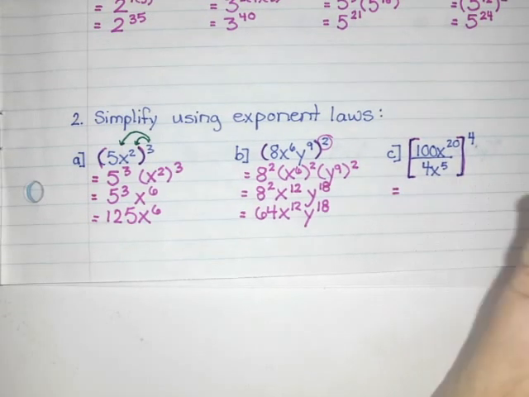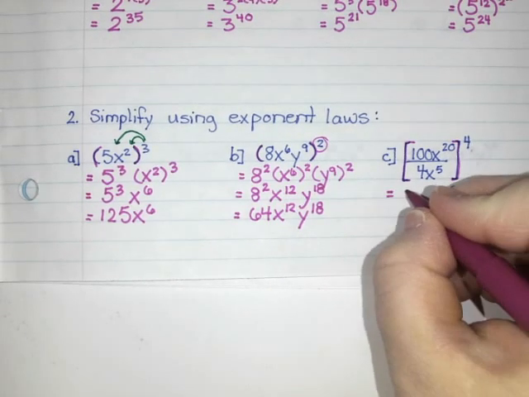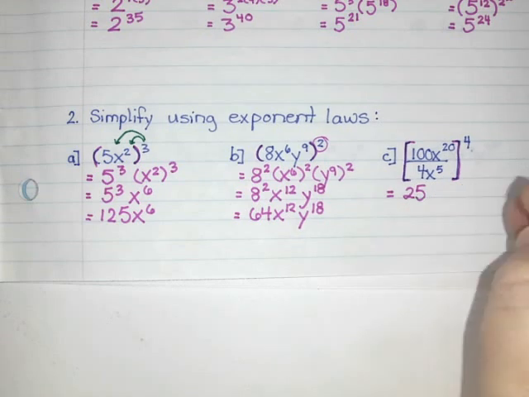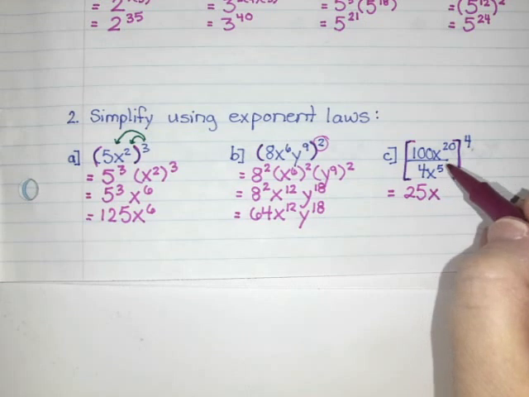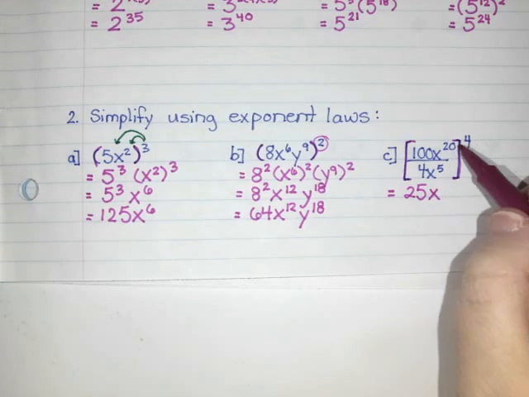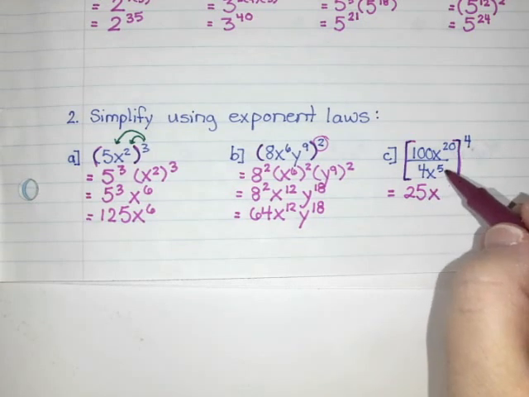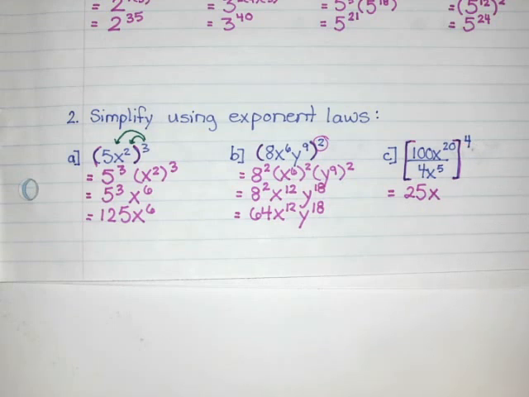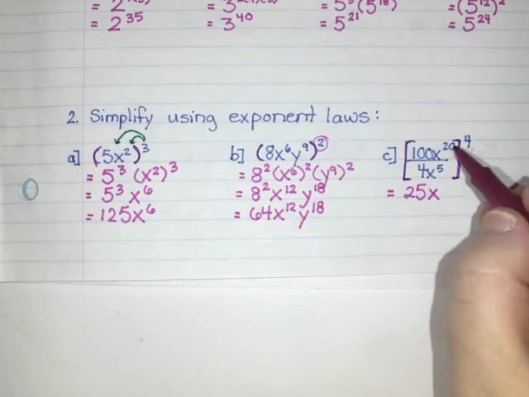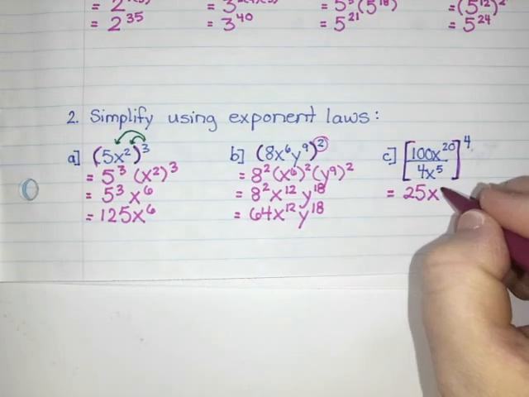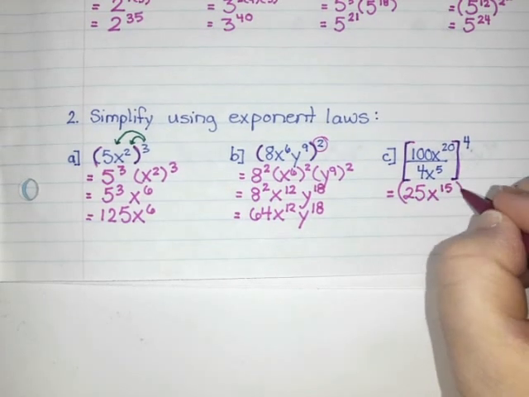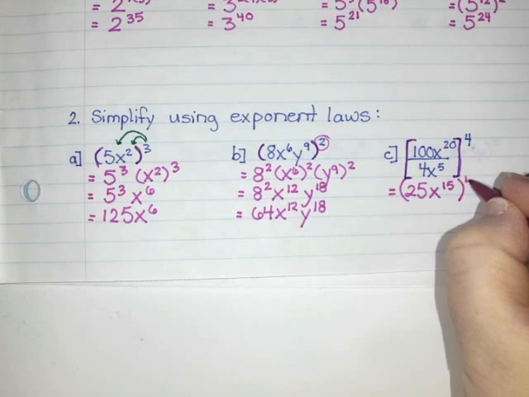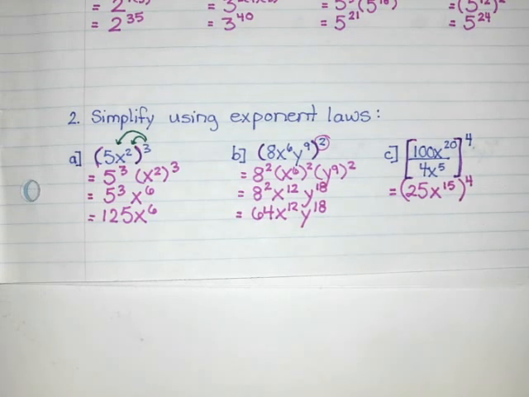So 100 divided by 4 is 25. And then x to the power of 20 divided by x to the power of 5, they have the same base, so I leave it as x, and then I subtract the exponents. It's tempting to divide them. I sometimes forget to do it, but you really need to try to be very aware and make sure that you're subtracting. So 20 take away 5 is x to the power of 15. And then this is still in a bracket. If you want to make it square, that's okay. And that's to the power of 4.